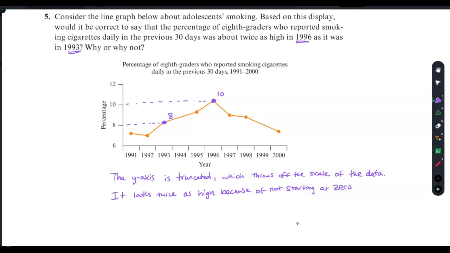So it makes that difference between 1993 and 1996 look way bigger than it actually is. In actuality, 1996 was at 10, 1993 was at 8. So, yeah, it's only 2 more percentage points between those 2 years, between 93 and 96.